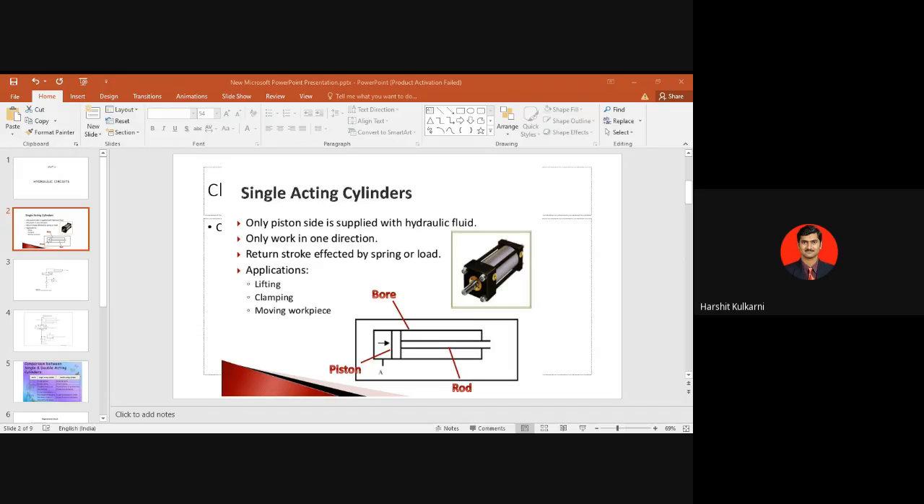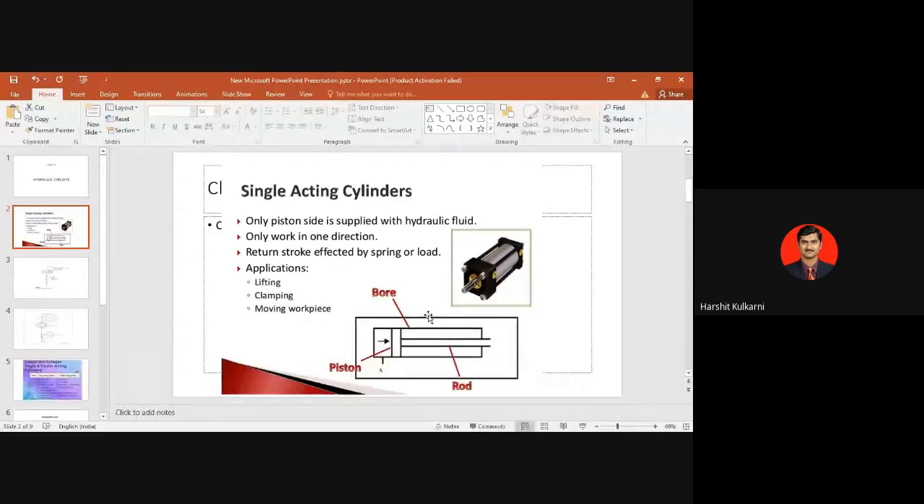Syllabus. Today I am not taking too much of the syllabus because we are going to have almost only the three circuits we are going to study: single acting, double acting, and regenerative cylinder circuit. We will look into them, and we will not take more than an hour. By 11:15 we'll wind up.